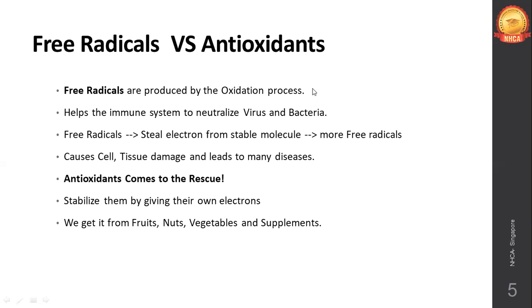They stabilize these free radicals by giving up their own electrons. From where do you get antioxidants? You get them from fruits, vegetables, nuts, even from supplements. Your body is also able to produce its own antioxidants; we call them endogenous antioxidants. Exogenous antioxidants are the ones you get from food or any other supplements.